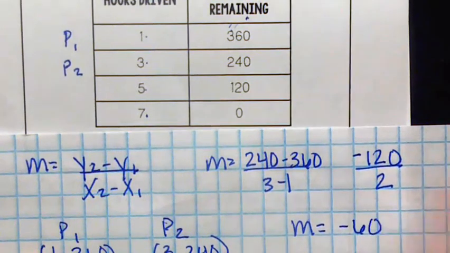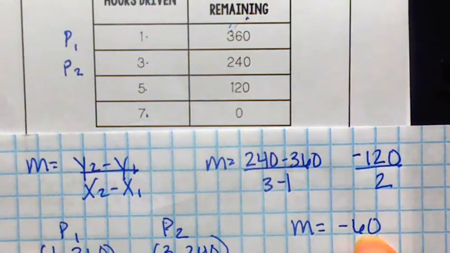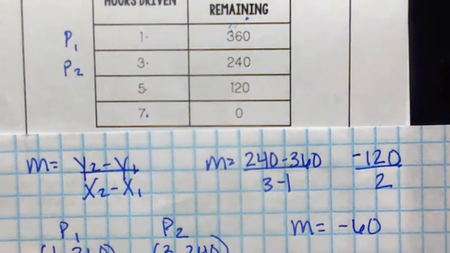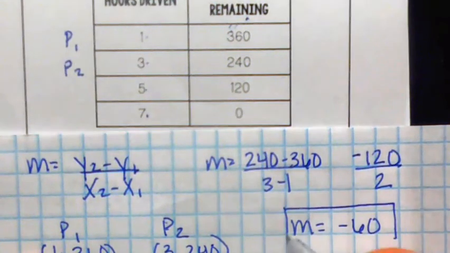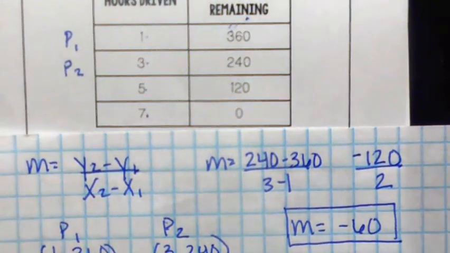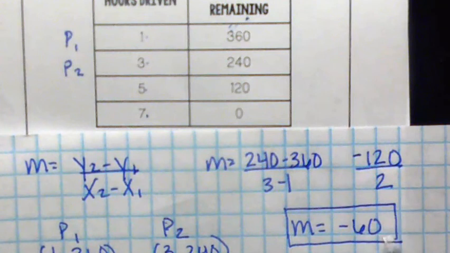So this is telling me every 1 hour they drive, there's 60 miles less left on their road trip. They're going 60 miles an hour, but the reason this is negative is you're saying how many miles do they have left, and the further they drive, the amount they have left goes down by 60. So every 1 hour, it goes down 60 miles.